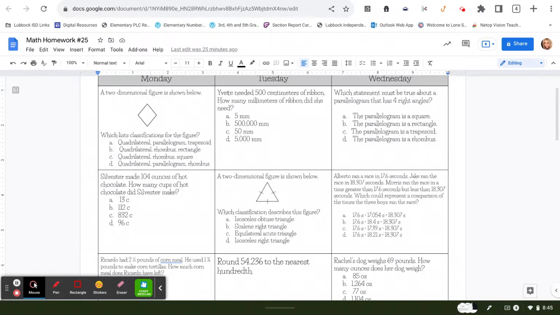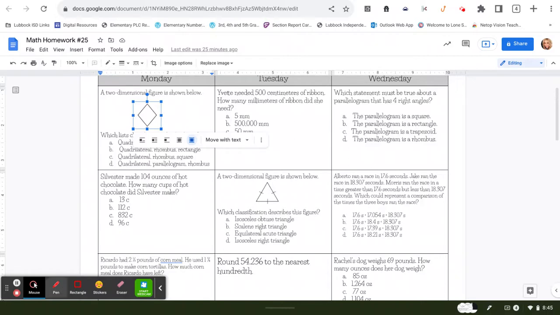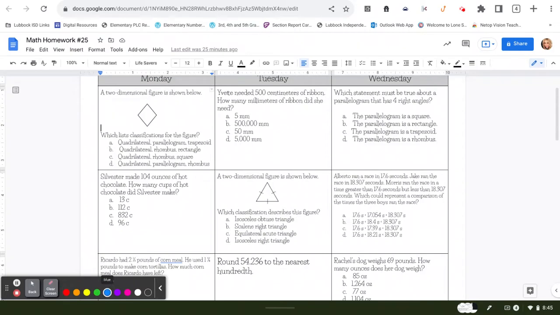On the first one, it says a two-dimensional figure is shown below, which lists classifications for the figure. Okay, I can see that it has four sides. Might help if I turn on my pen. I can see it has four sides. I can see it has four vertices. So quadrilateral works. Let me get an eraser so I can look at these sides here.